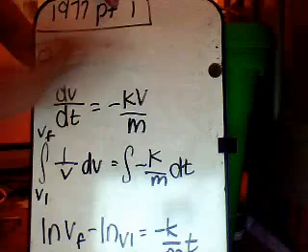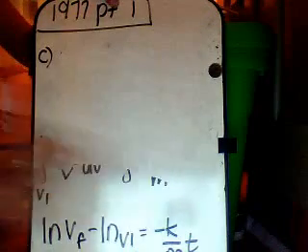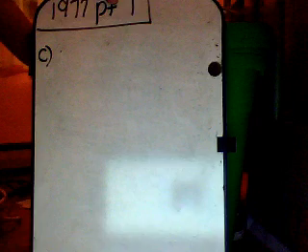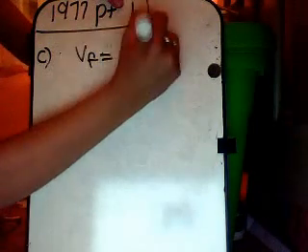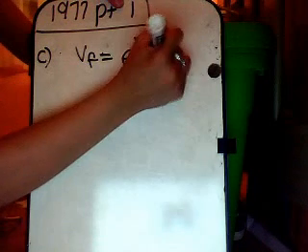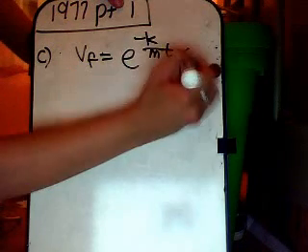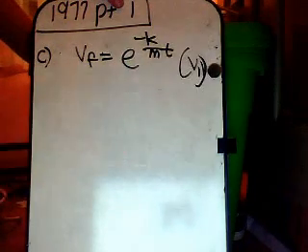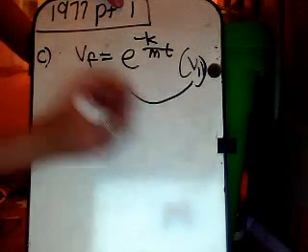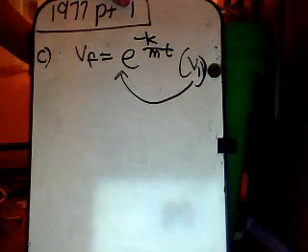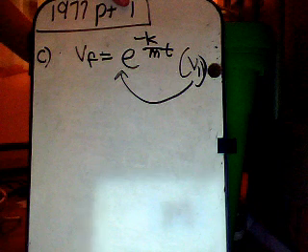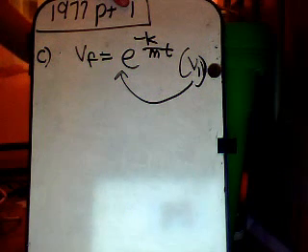And then the final answer: you have vf equals e to the negative k over m t times vi. So then you just put the vi here to make it look better. And that is your final speed, or the speed.